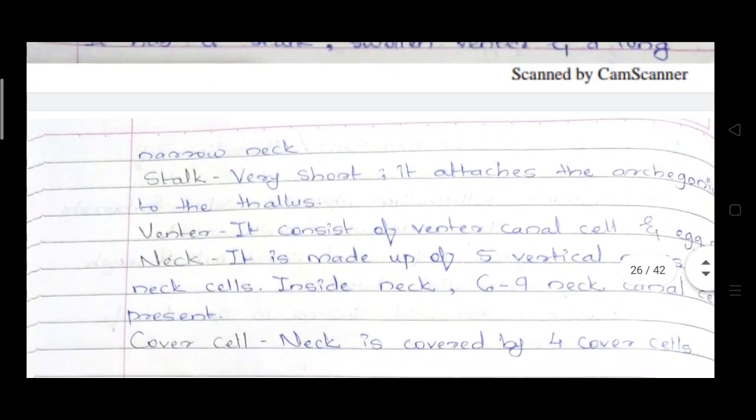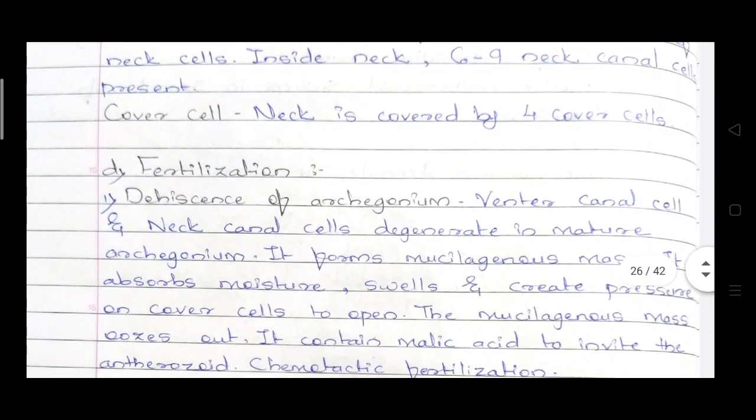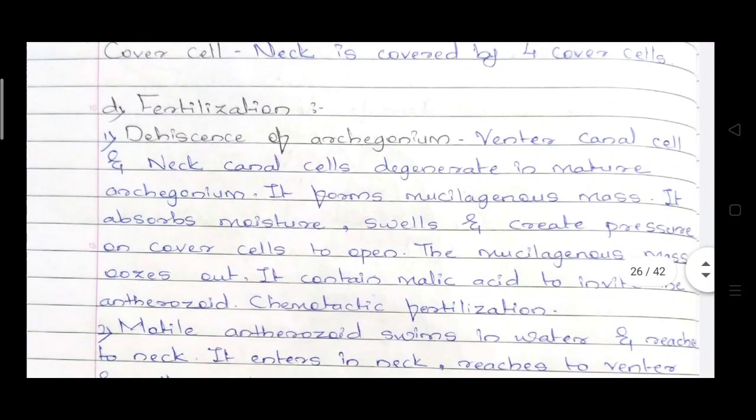The stalk is very short. Then the venter consists of venter canal cells and egg cells. The neck consists of 5 vertical rows of neck cells, and in that 6 to 9 neck canal cells are present. Then 4 cover cells are present in the archegonium. Then after the maturation of the archegonium, the dehiscence or fertilization will take place.